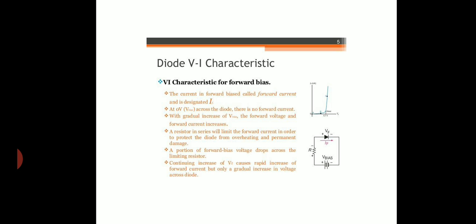So as per the diagram, a resistor in series will limit the forward current in order to protect the diode from overheating and permanent damage. A portion of forward bias voltage drops across the limiting resistor. Continuing increase of forward voltage causes rapid increase of forward current, but only a gradual increase in voltage across diode.